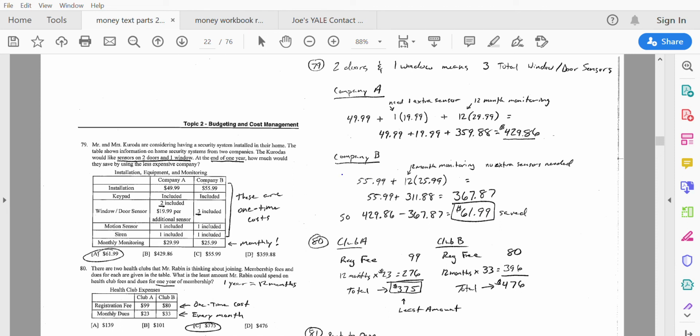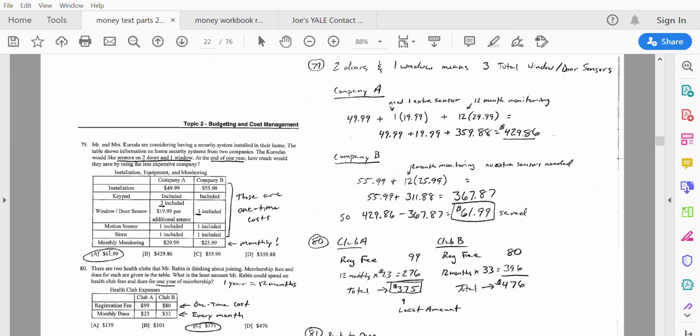And lastly, last problem in this objective, number 80, says there are 2 health clubs that he's thinking about joining. Membership fees and dues for each are given in the table. What is the least amount he could spend on health club fees and dues for 1 year membership? Okay, so again, things to understand here. We're going to be looking at 2 clubs. We got to compare the cost.